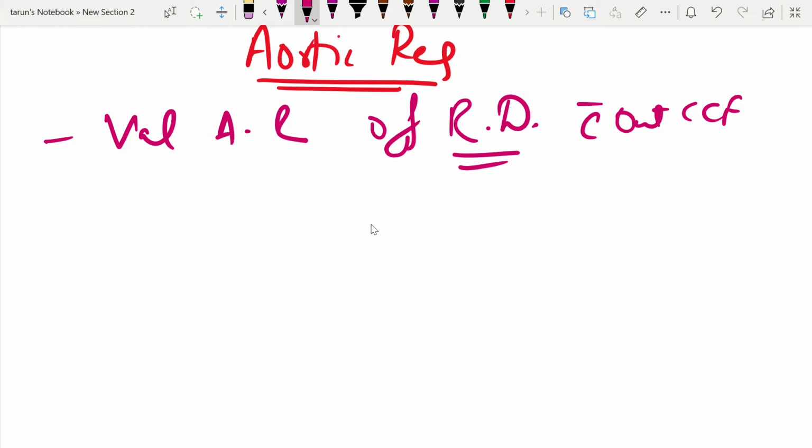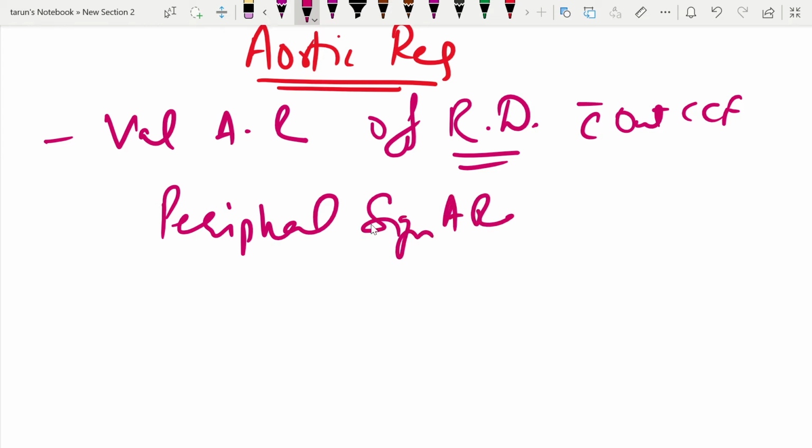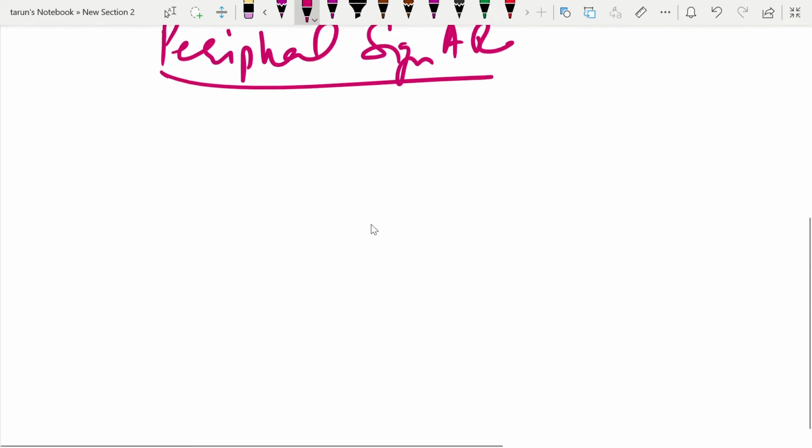Sir, my patient has symptoms of palpitation, awareness of the own heartbeat, chest pain, dyspnea, exertional dyspnea, features of LVF and CCF, that is orthopnea and PND. Then what are the peripheral signs? This is very important. Now we'll discuss what are the peripheral signs of aortic regurgitation.